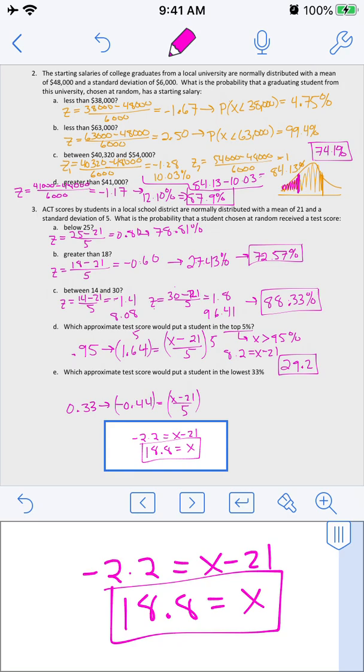Alrighty, so I hope you've seen how z-score works, how you can use it to find both greater than, less than, and in between. You can actually go backwards on this idea and find the scores, right? We have a formula now. We have a lot more information than just the normal curve.